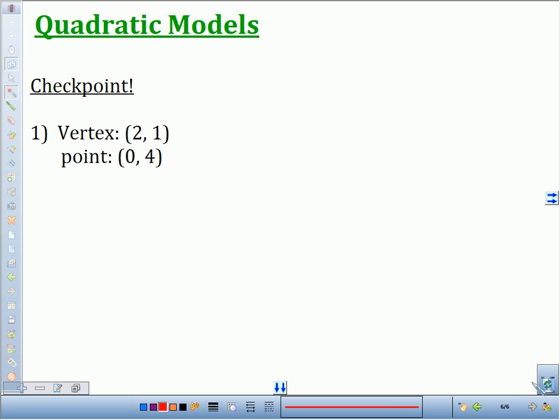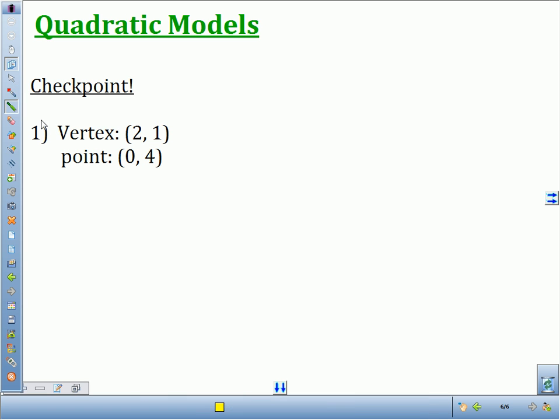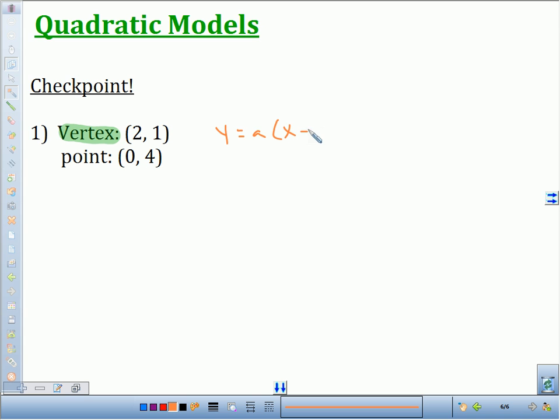All right, one last one. This time we're given the vertex, so that automatically tells us that we're going to be using vertex form. We want to use vertex form, that is y equals a times (x minus h) squared plus k. That's the form we want to use. Here we have -h because we need to change the sign of h. We have k, and we have x and y. So we're going to plug in h, k, x, and y.